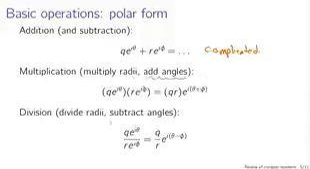In the case of division, it's also quite easy. You simply divide the radii, q over r, and instead of adding, you subtract the angles. So complex numbers expressed in polar form are much easier to manipulate in multiplication and division, while complex numbers represented in rectangular form are much easier to manipulate for addition and subtraction.